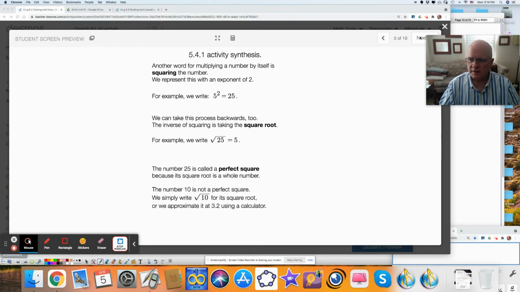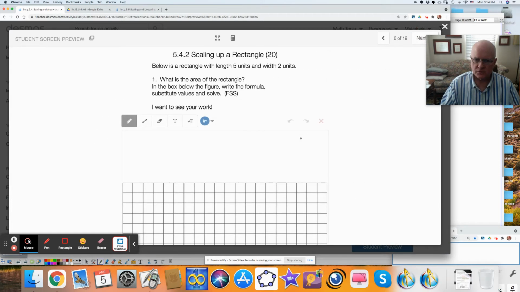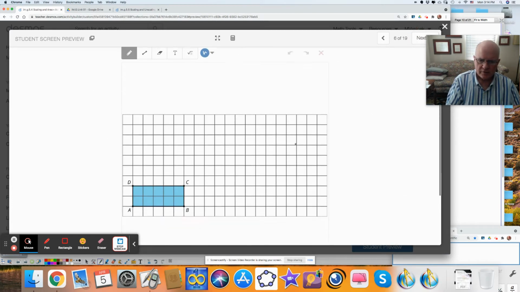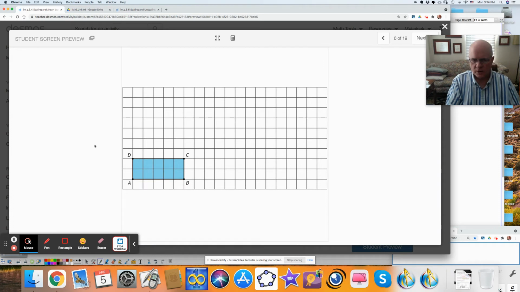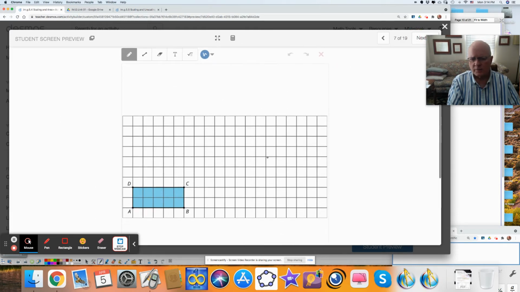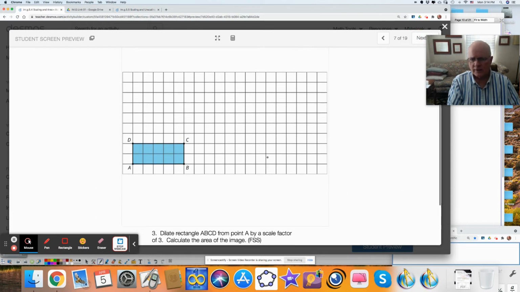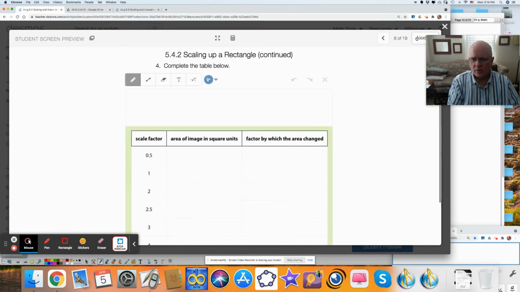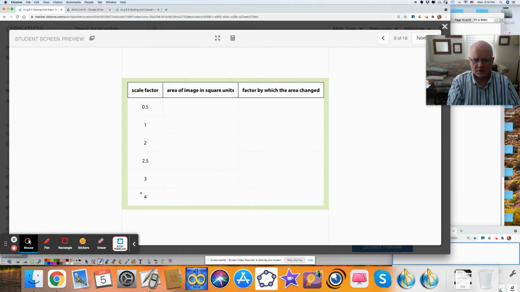Our next activity is to look at these next few pages. First, I'd like you to try these on your own. You can watch part of my video if you want, and then pause it while you try the rest of them. There's a rectangle. We're going to find the area of the rectangle. We're going to scale this rectangle up by a scale factor of 3 and then calculate its area. Then we're going to fill in this table, scale up that original rectangle by all of these different values, and then determine by what value the area changed.